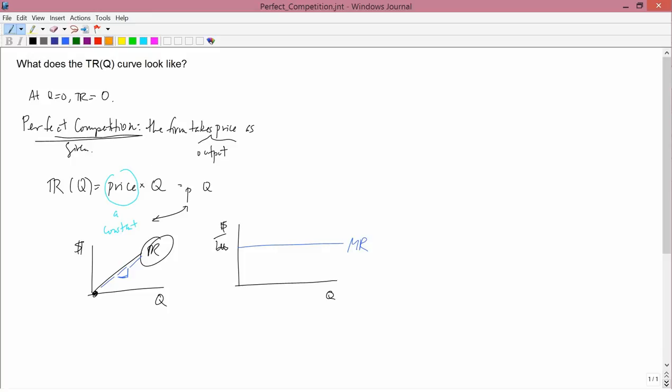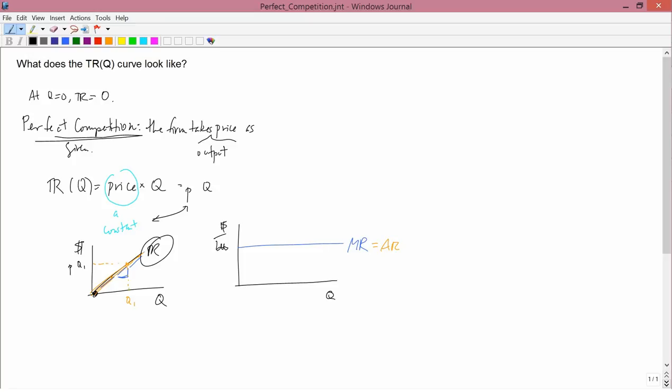How about average revenue? I'll take a point, draw a line to the origin, another point, the origin, another point from the origin. Clearly, the average revenue is the same as the marginal revenue. So, let's figure out what average revenue is, because we can do this. Okay, this is a certain quantity. Let's call it Q1. And this is the total revenue. The total revenue is P times Q1.